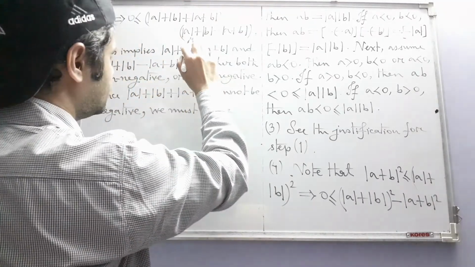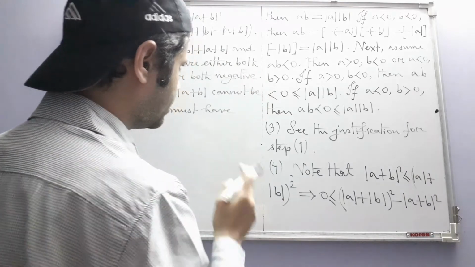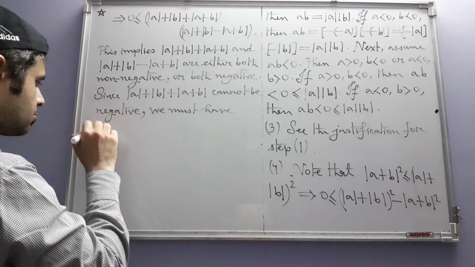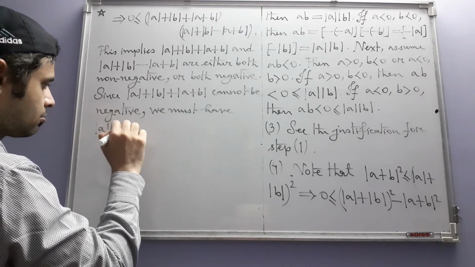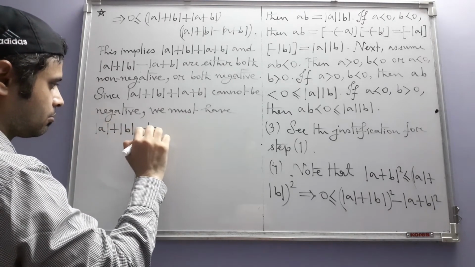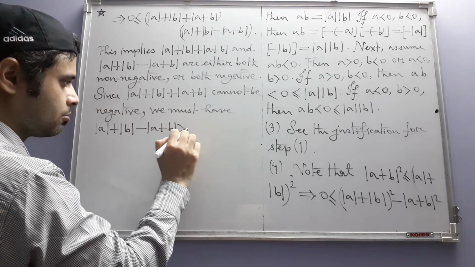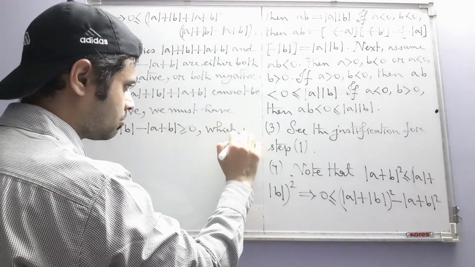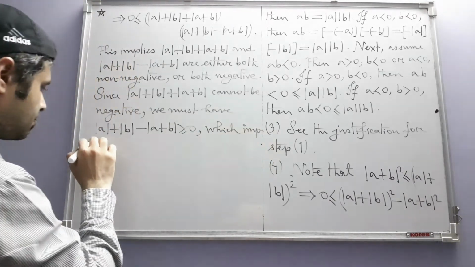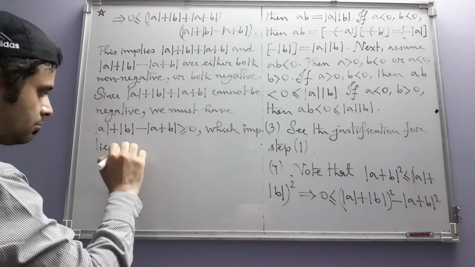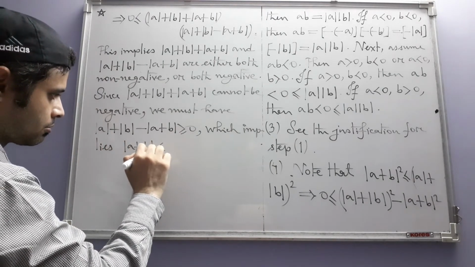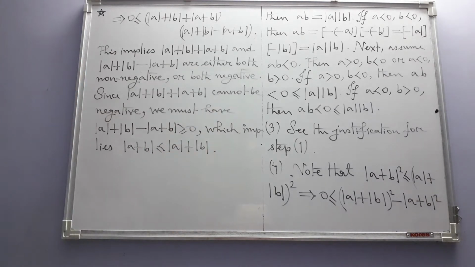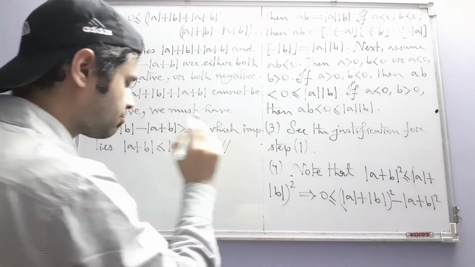In particular, this is non-negative, from where we will get the triangle inequality. We must have this, which implies this. So that is the justification for the fourth step.